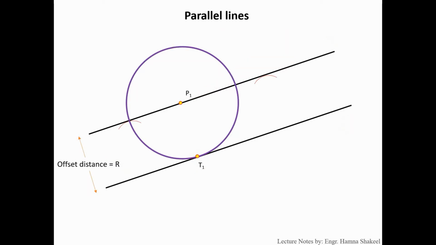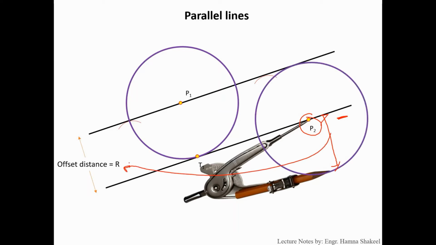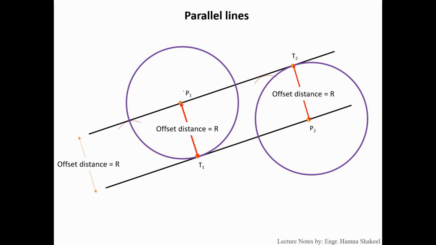Similarly, if you place your compass at any point on this line, with the opening equal to the same offset distance, and you draw a circle, this circle will touch this line at a tangent point. And the distance between the point and the tangent point is equal to the offset distance. Similarly, here the distance between the point you selected and the tangent point is the offset distance.